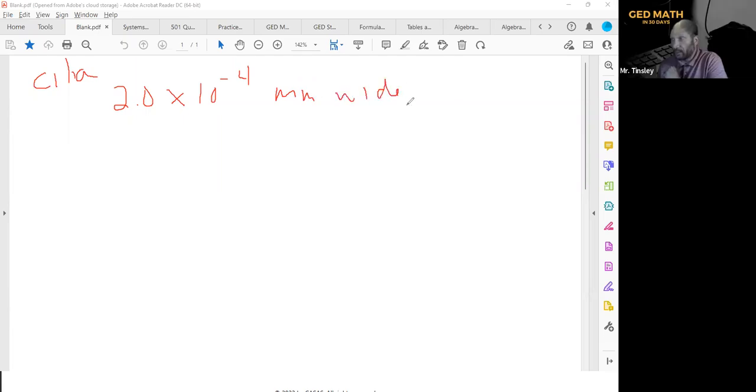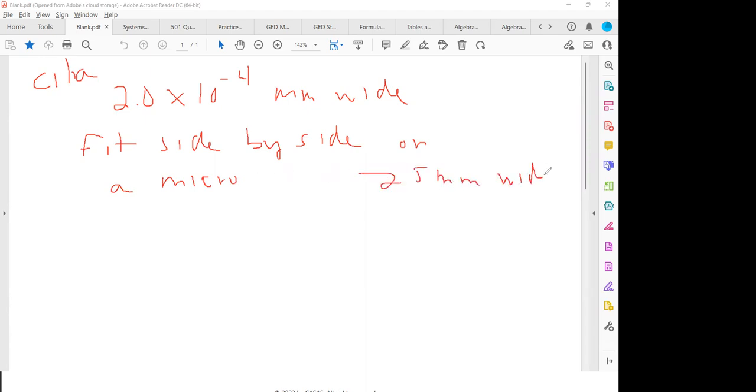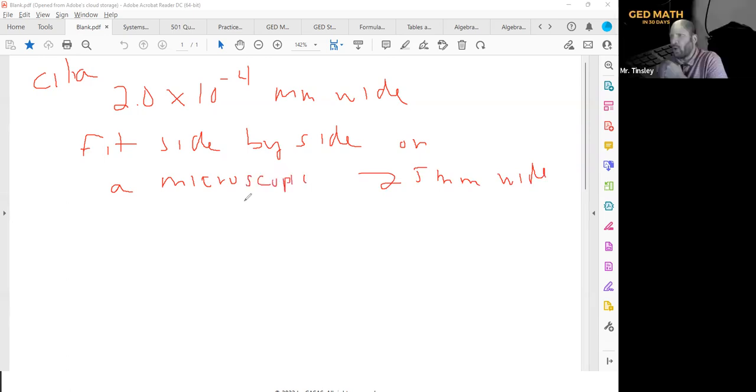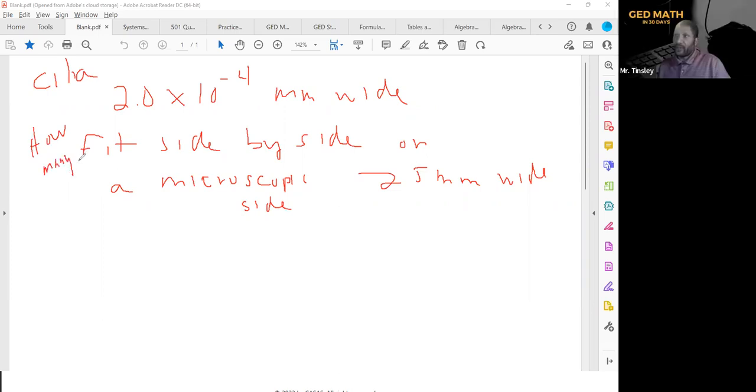What is the maximum number of cilia that would fit side by side without overlapping across a microscope slide that is 25 millimeters wide? Hold on, I can't write that fast. So each cilia is 2.0 times 10 to the negative 4 wide. How many can fit side by side on a microscope slide that's 25 millimeters wide?